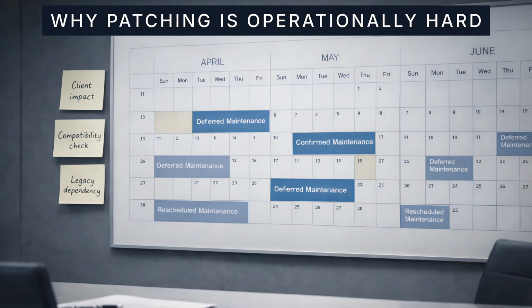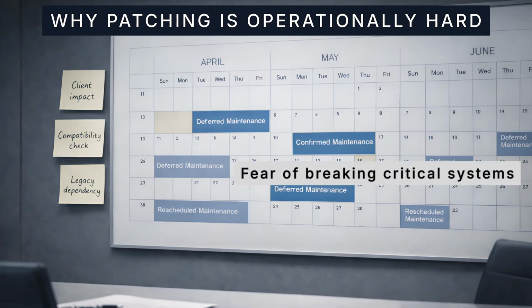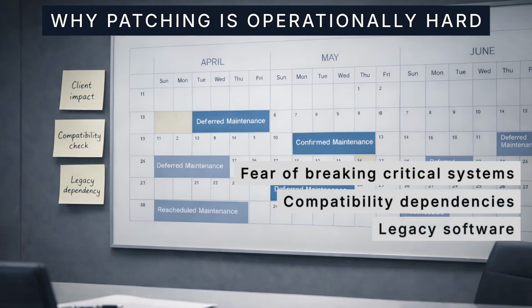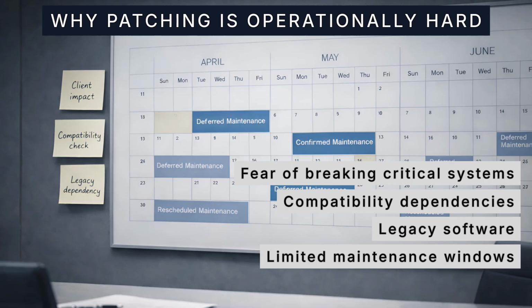Why patching is operationally hard. If patching were simple, it would be universal. In reality, organizations delay updates for understandable reasons: fear of breaking critical systems, compatibility dependencies, legacy software, limited maintenance windows, user disruption. These concerns are real, but delaying patches is not a neutral decision. It trades short-term stability for long-term exposure. Cyber risk accumulates quietly.